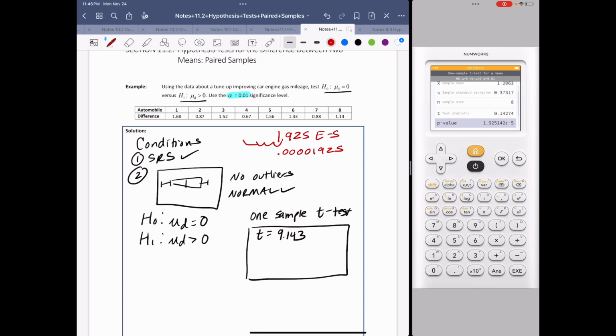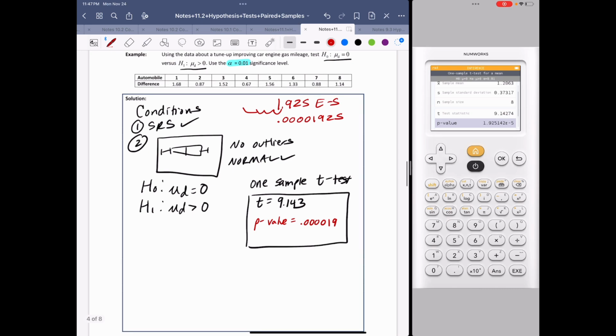Here's what I would say for my p-value. If you round that to 4 decimal places, you could say approximately 0. I'm going to say on this one, 0.0001, 4 zeros and a 19. If you had an E with more than 5, you would definitely just say approximately 0. All right, so here's what I'm going to say.